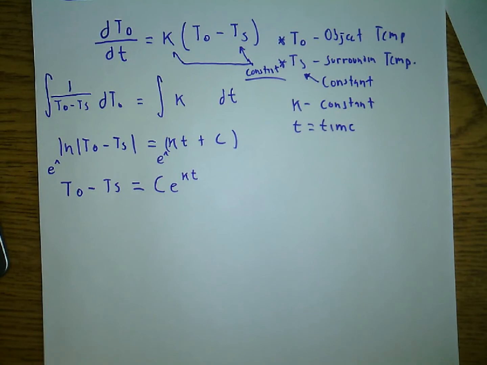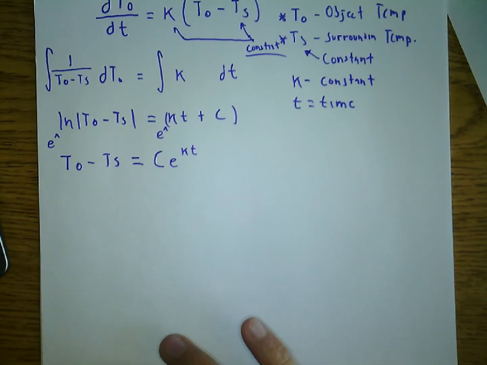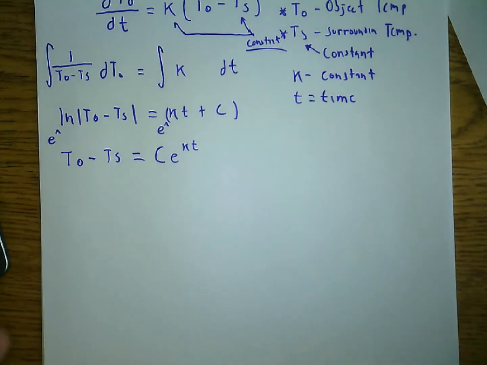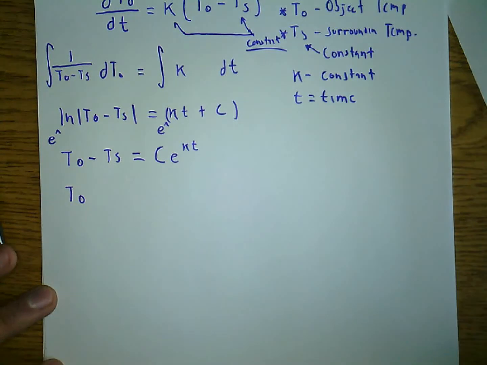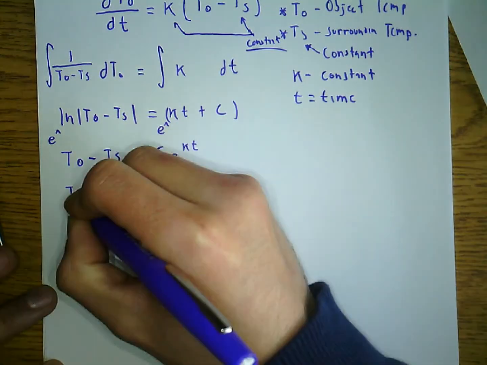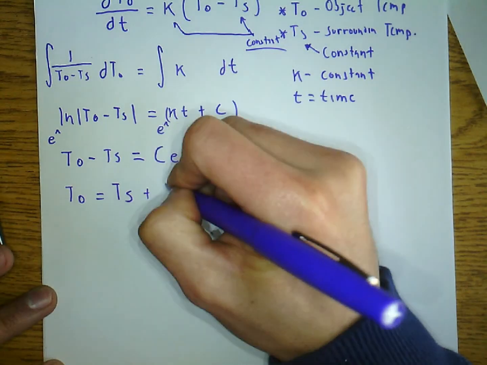I'll be honest, I have no problem with this, but if you really wanted to get picky, if you wanted an equation for the temperature of the object, then all I have to say is take that temperature of the surroundings to the other side. So that's going to be the temperature of an object is equal to the temperature of its surroundings plus C e to the KT. And this right here is Newton's law of cooling.